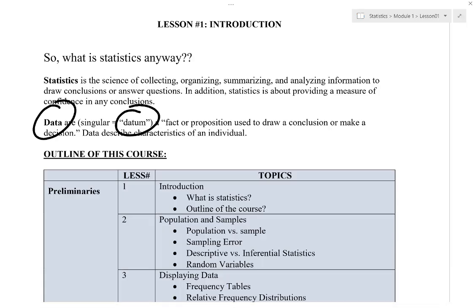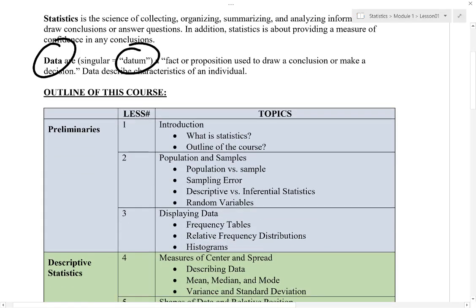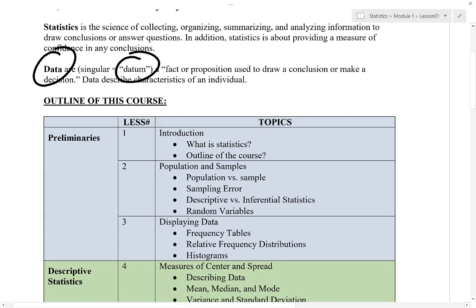So I'm just going to go through a 30,000-foot view. That's my goal today, just to go over a 30,000-foot view of what we're going to be covering. And then in lesson 2, we'll start with some of the preliminaries. And that's what the first module is. So preliminaries, lesson number 1, again, that's what we're in right now. I'm just going over the outline.